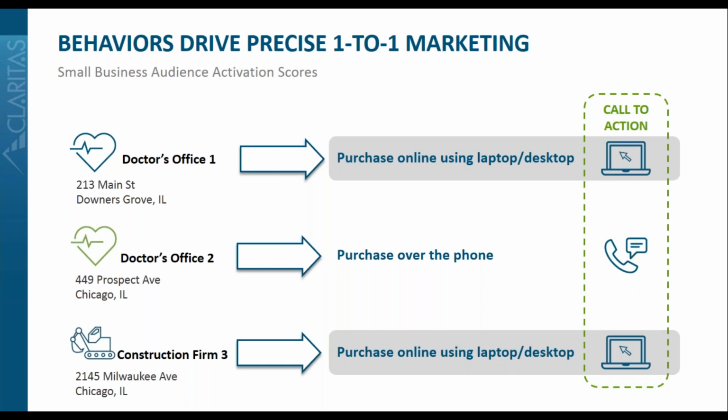Our method of doing this we call audience activation scores, since we're scoring 15 million individual businesses in the US for hundreds of specific behaviors. But it's fundamentally about granular behavior data that lets us get at the full picture of understand, find, and now activate.